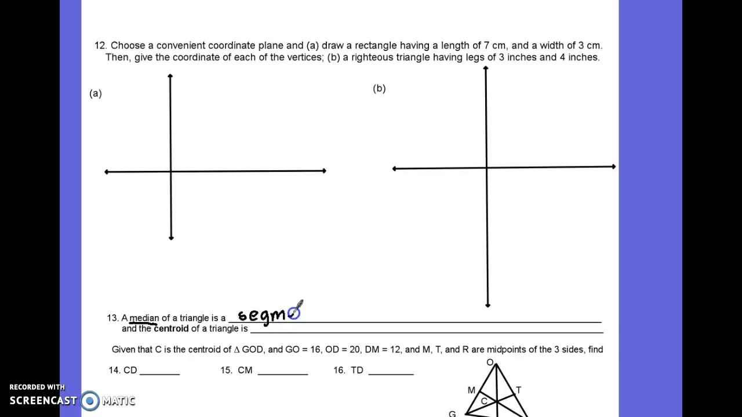And it's a segment drawn from one vertex to the midpoint of the opposite side.